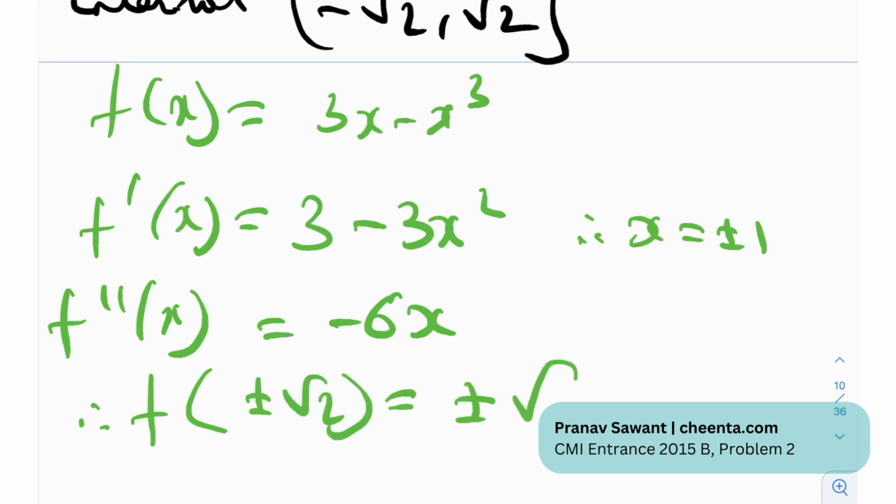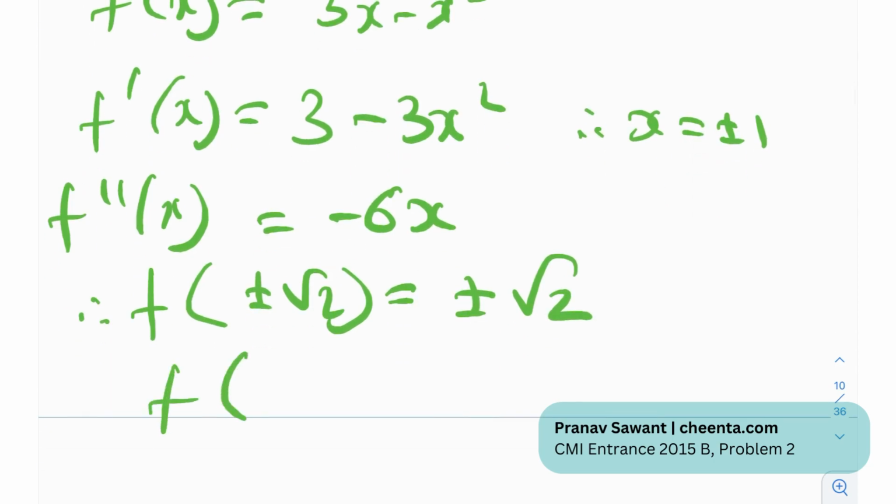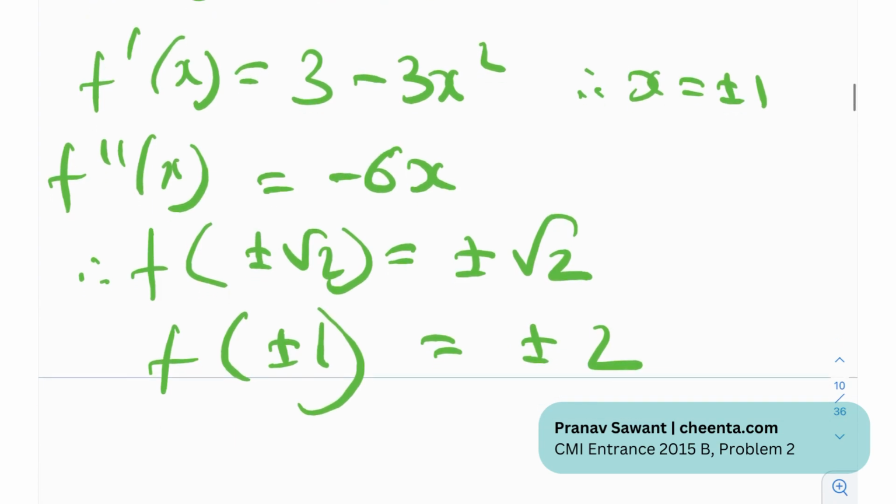And essentially we can also see that f of plus or minus root 2 will be plus or minus root 2. And f of plus or minus 1 will be giving us plus or minus 2. So we can really only see that maxima or minima is going to be determined with these critical points. And the endpoints of the interval don't have much of a role to play over here, right?